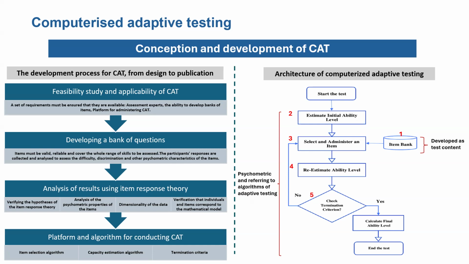The architecture of computerized adaptive testing is composed of five key components: a bank of items developed for the test content, for example math items for a math exam, a procedure for selecting items, a method for estimating proficiency, and a termination criterion.